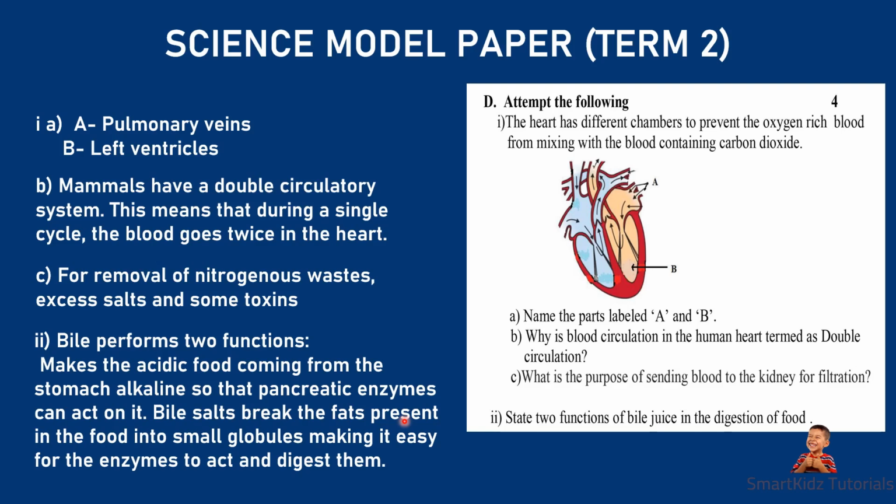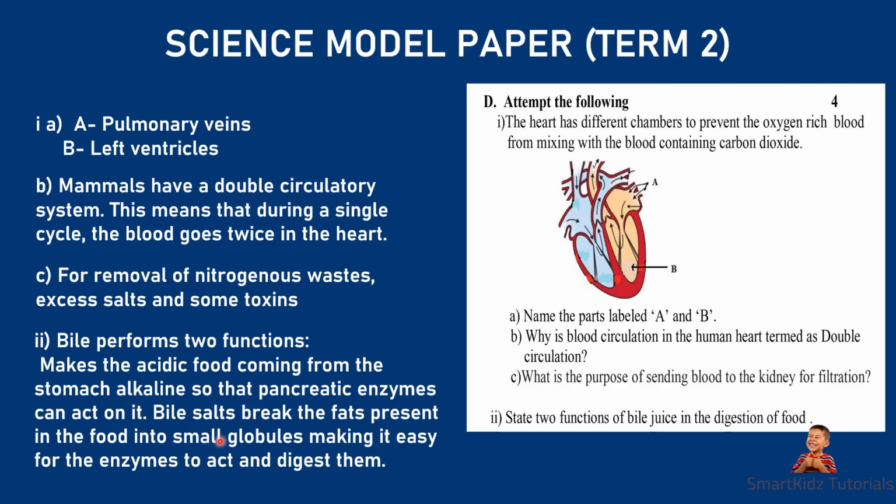But as it enters the small intestine, some processing takes place, wherein the acidic content, the partially digested food, is made alkaline, because the enzymes from the pancreas aren't able to act in the acidic medium. They can only work in the alkaline. Alkaline means basic medium. And hence bile does this job.